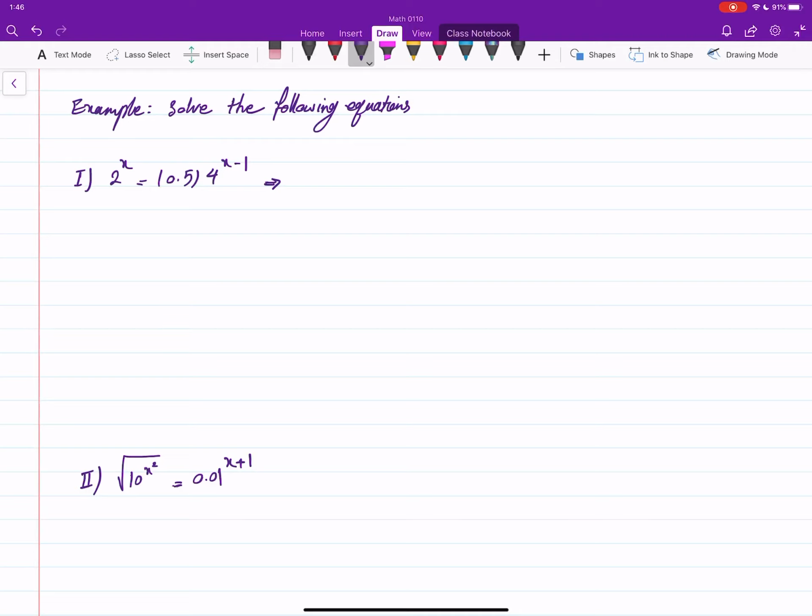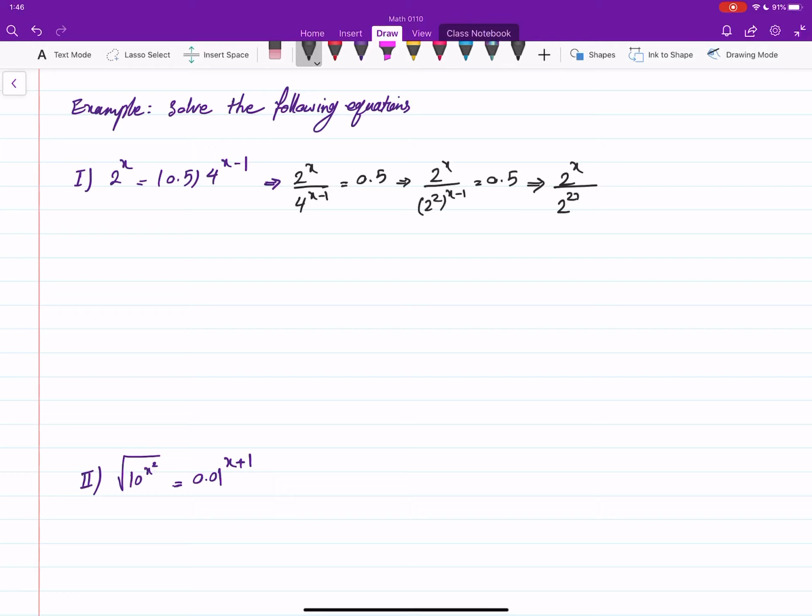So I have to bring all of them to one side here. What I have is 2 to the power x, and then I bring 4 to the power x minus 1 to this side, 0.5 on the other. I have to make one exponential term. Here there are two, so if I make them have the same base, I can apply properties of exponential functions.